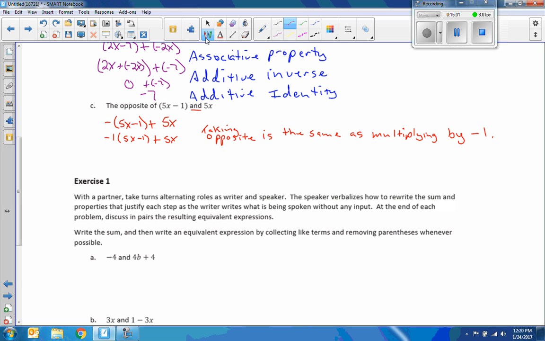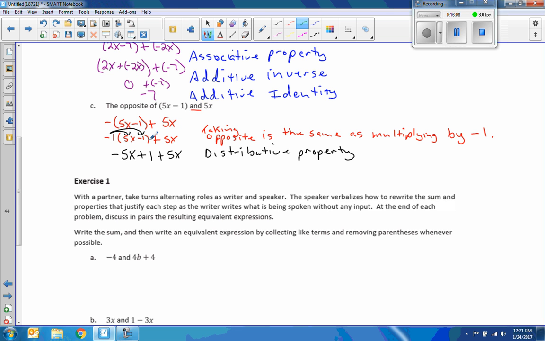Okay? The next thing I'm going to do is distribute. Let me change colors. I'm going to distribute this negative 1. Negative 1 times 5x is negative 5x. Negative 1 times a negative 1. Negative times a negative is positive. 1 times 1 is 1. And then add 5x. Okay, that's the distributive property.